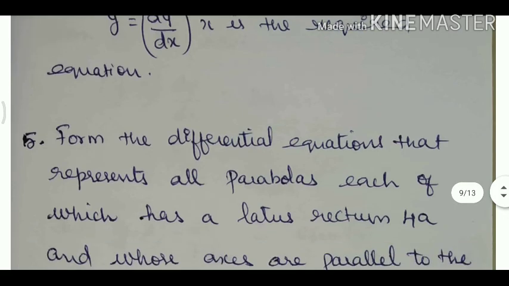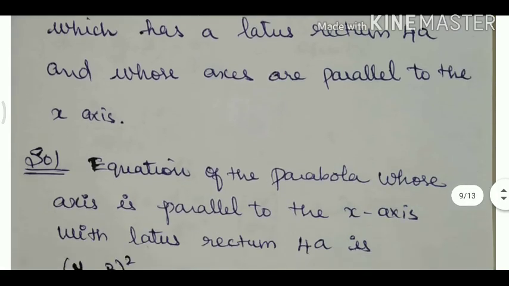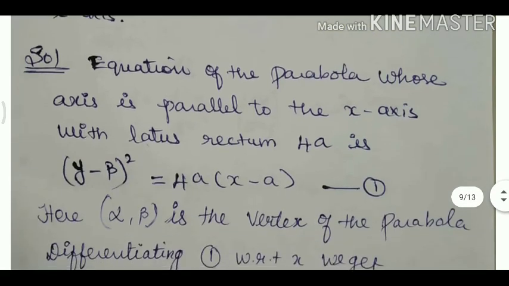The fifth question. Form the differential equation that represents all parabolas, each of which has a latus rectum 4a and whose axes are parallel to the x-axis. Okay, here they are talking about the parabola. Already you know about the parabola, but they are saying that the equation of the parabola has its axis parallel to the x-axis with latus rectum 4a. Therefore, the equation becomes (y − β)² = 4a(x − α). So we have to find this equation. It is not given in the question.